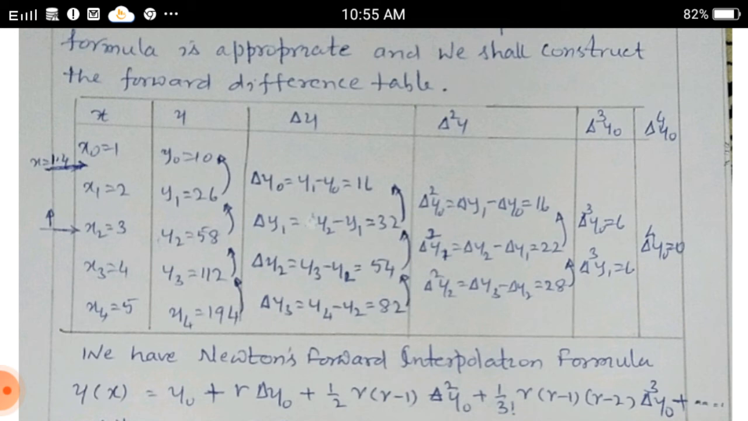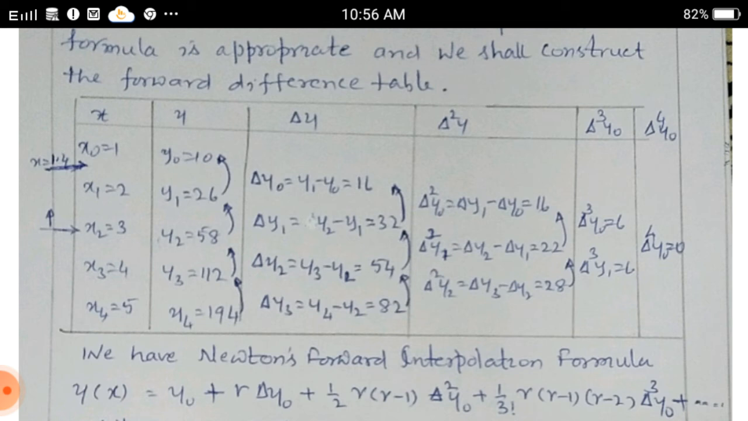Okay, now the first difference. Here, in the forward difference table, we use forward differences. If you write the first difference, it may be forward or backward difference. If you definitely use forward difference, you make use of delta y0. So the first forward difference, delta y0, is equal to y1 minus y0, 26 minus 10, that is 16.